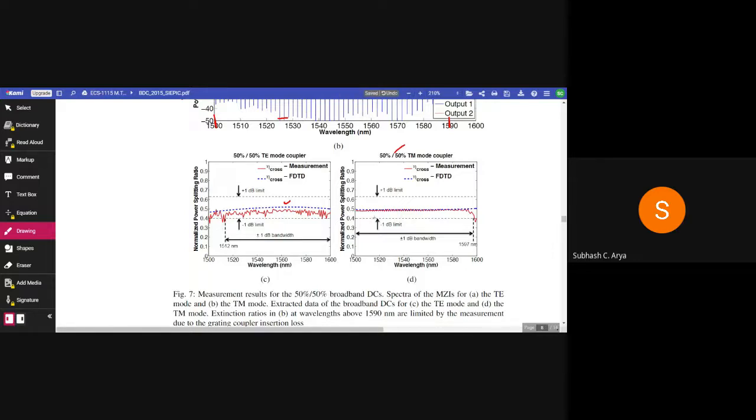Okay, and for TM mode, exactly. Okay, for the TE mode it is within the plus or minus 1 dB limit. Okay, for TM, more bandwidth. Okay, below this one is not satisfactory, but above here it is the limit. That is why it is 1512 to 1600 nanometer. So 78 nanometer limit. Okay, and here exactly it is the same, 100 nanometer.